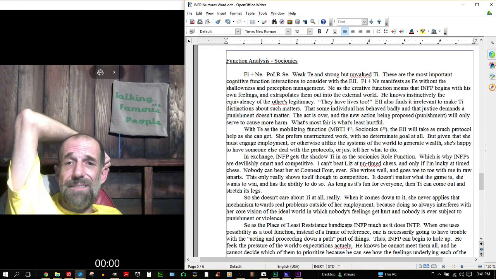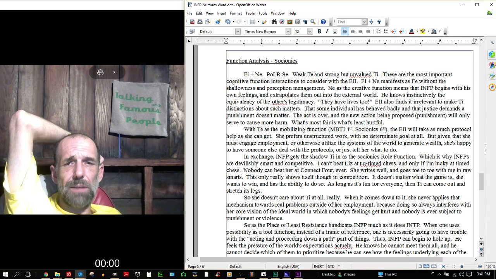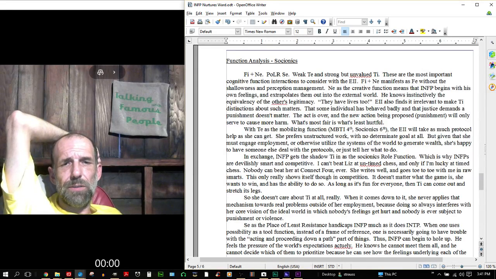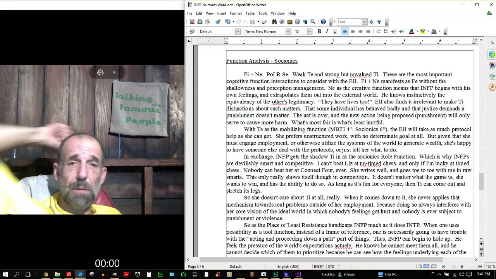As long as it's fair, as long as it's fun for everybody, then TI can come out and stretch its legs. She doesn't really care about TI at all, though. When it comes down to it, she never applies that mechanism towards real problems outside of her employment, because doing so always interferes with the core vision of the ideal world in which nobody's feelings get hurt and nobody's ever subject to punishment or violence.